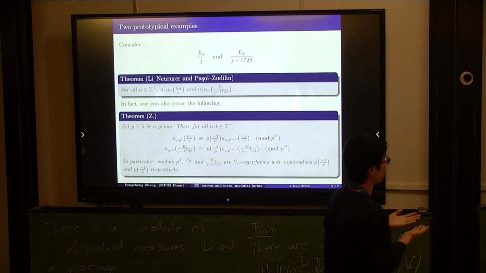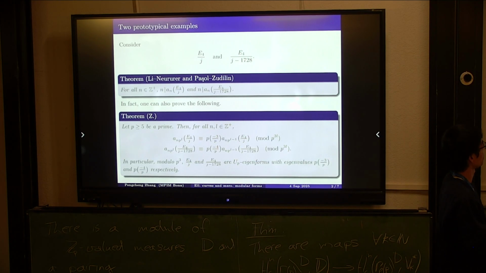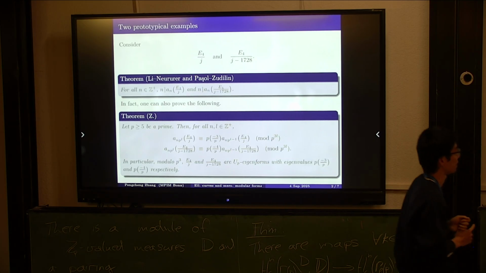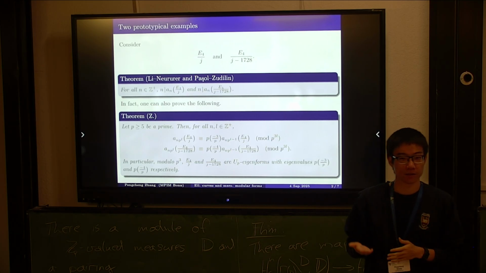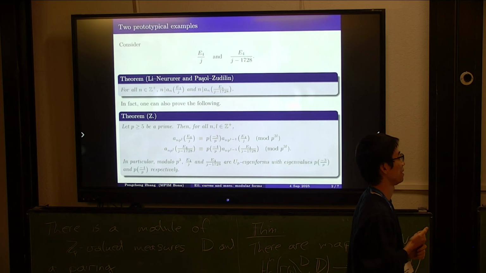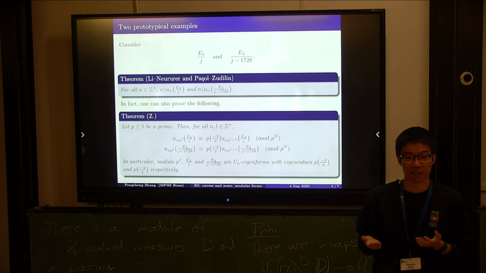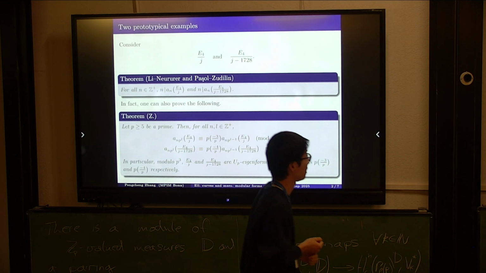So here we have two modular forms, one of the form E4 over J minus 0, and the other E4 over J minus 1728. The natural question to ask is, what if we consider E4 over J minus any integer or any rational number, let's say?